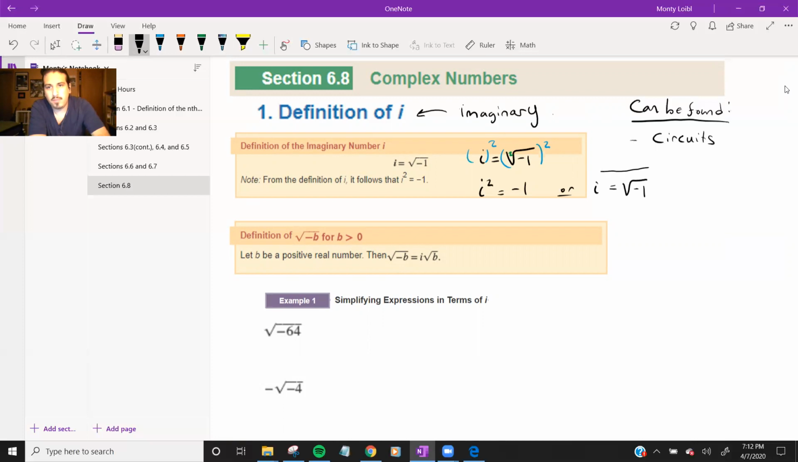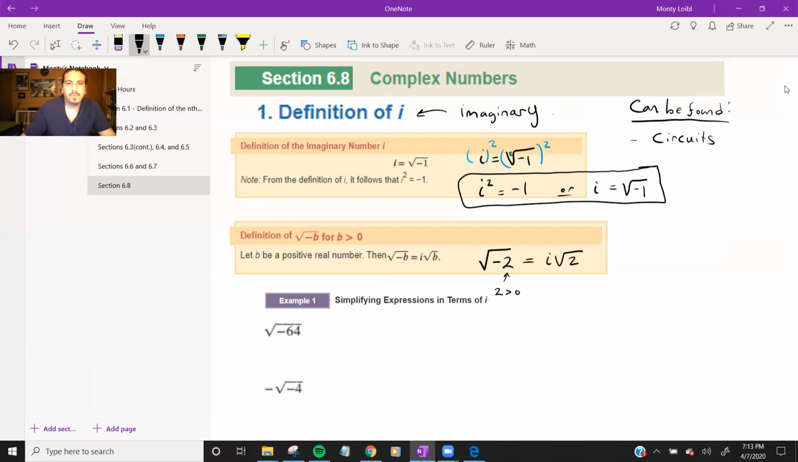The other definition that we have below is talking about: if b is positive, a positive real number, then the square root of negative b is just i times the square root of b. So again, if we had something like the square root of -2, what it's saying is that 2 itself is greater than 0, so then we can think of this as i square root 2. Any questions so far?